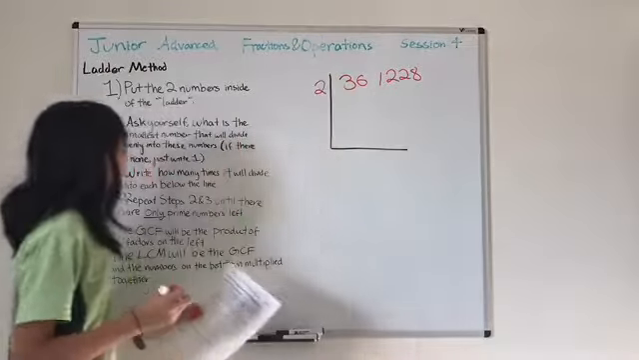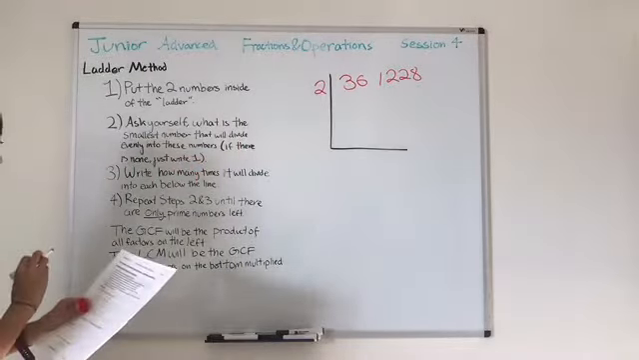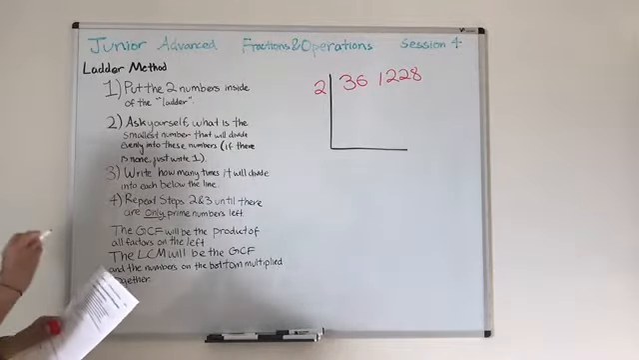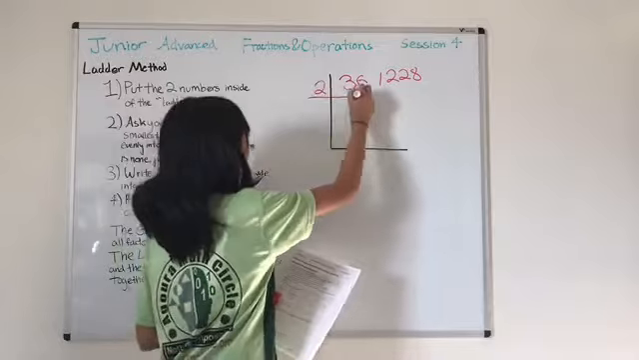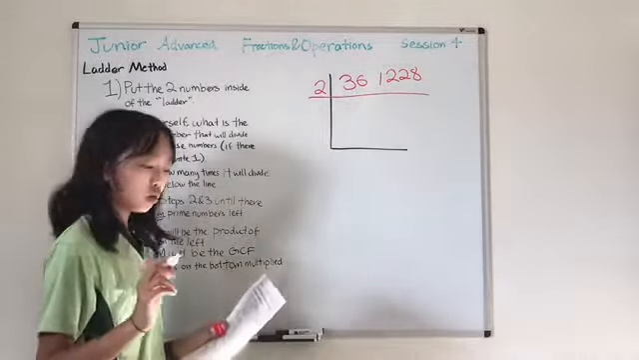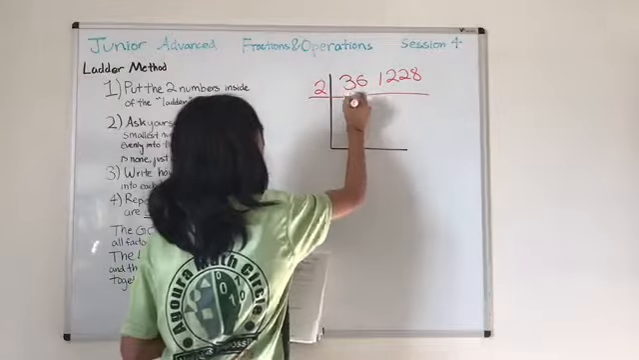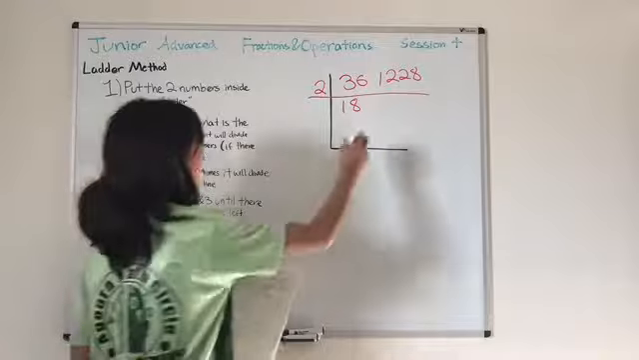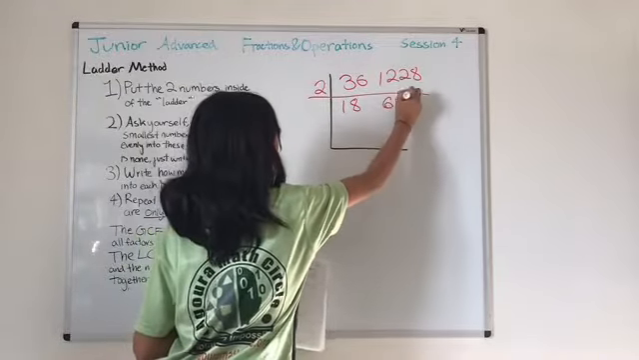So step 3, write how many times it will divide into each number below the line. So let's draw a line here. And 36 divided by 2 would be 18. And 1,228 would be 614.